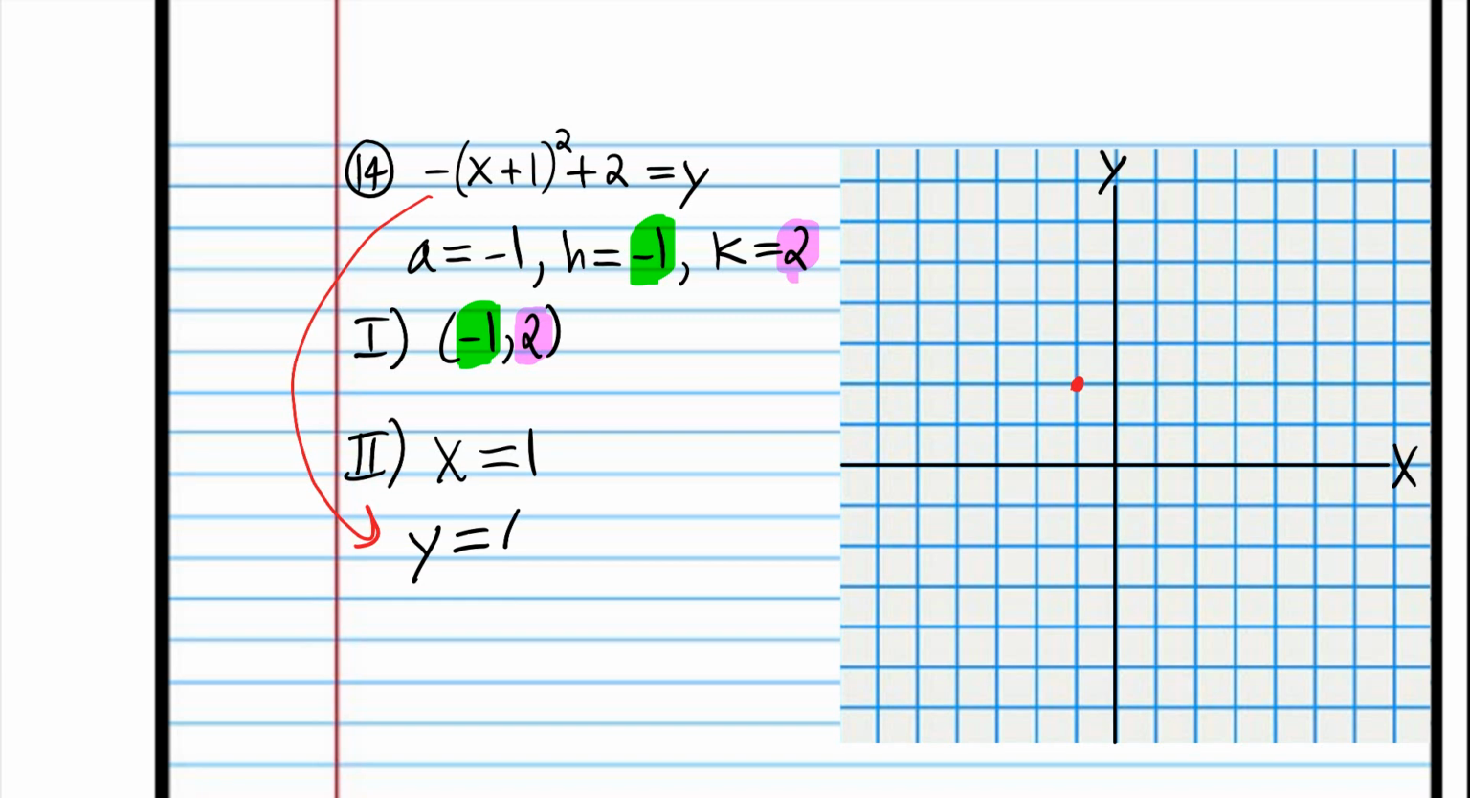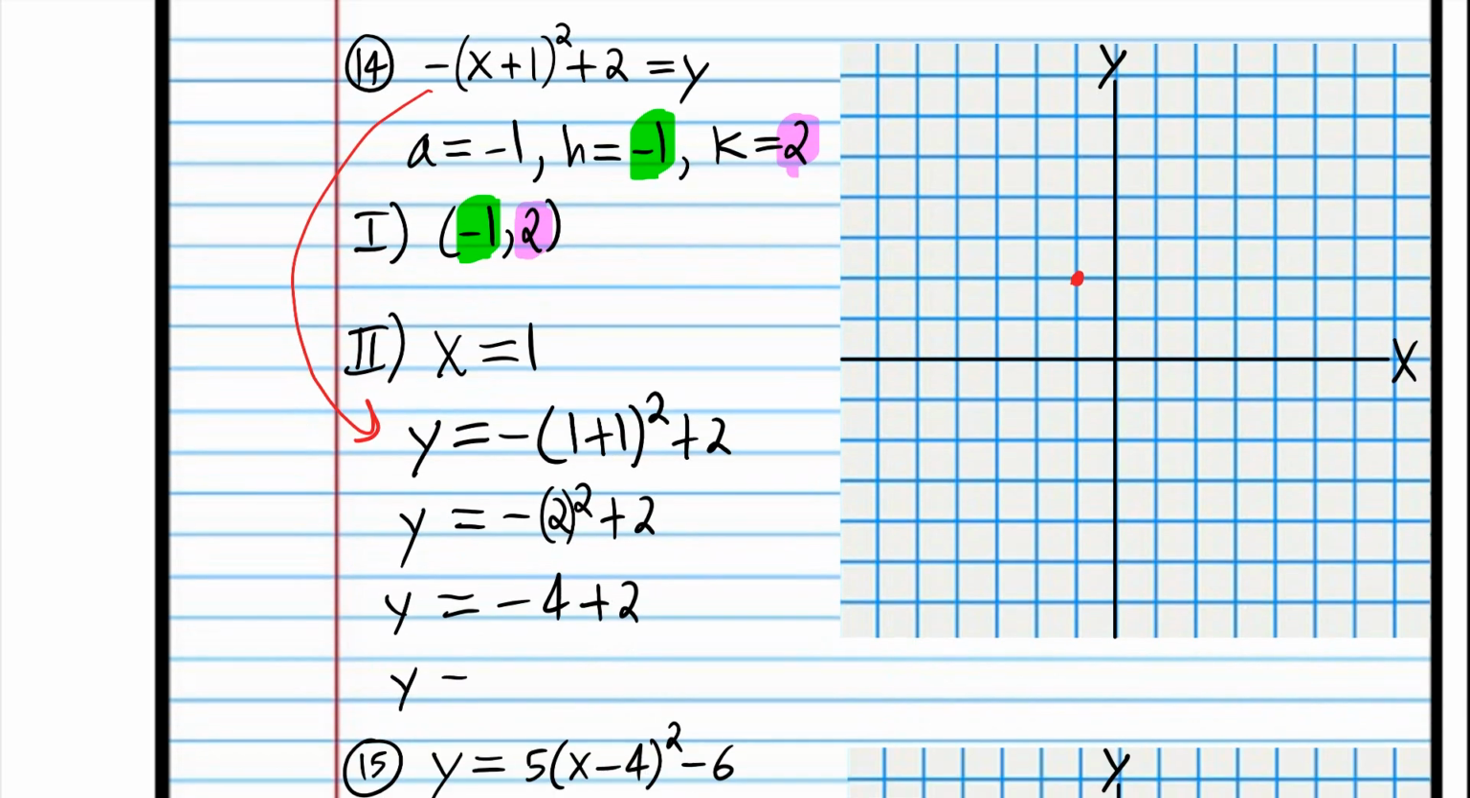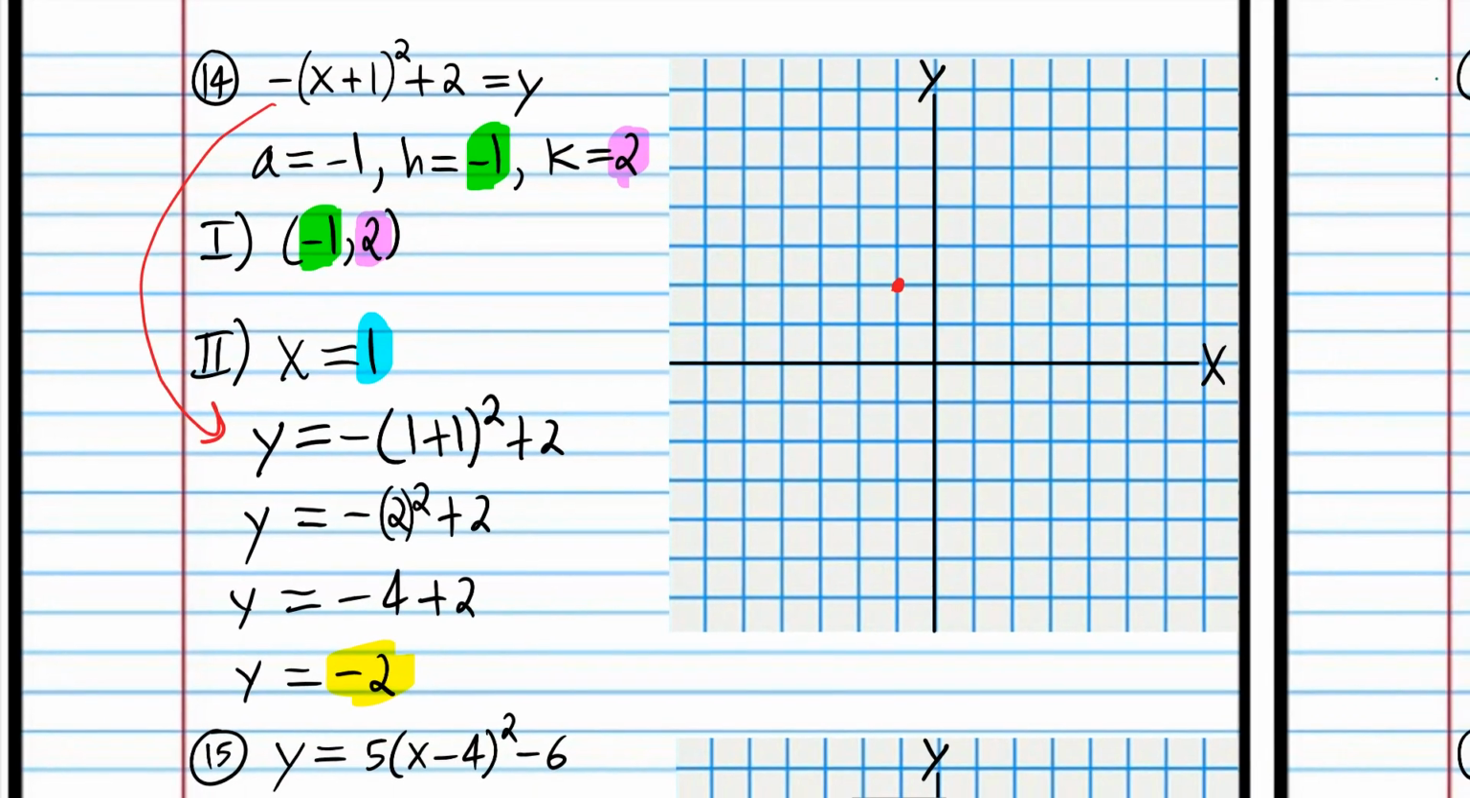So y is equal to -(1 + 1)² + 2. Whoops, forgot to put the negative in front there. And then we just have to simplify that. We get -4 plus 2, which is equal to -2. So (1, -2) would be here, and we can use symmetry to find the other point, which is going to be (-3, -2), and this would be the vertex (-1, 2).